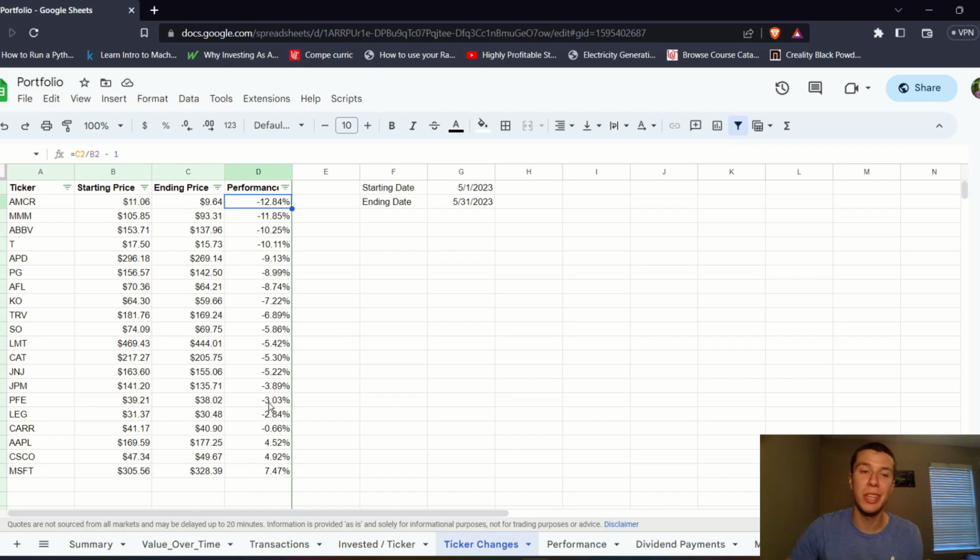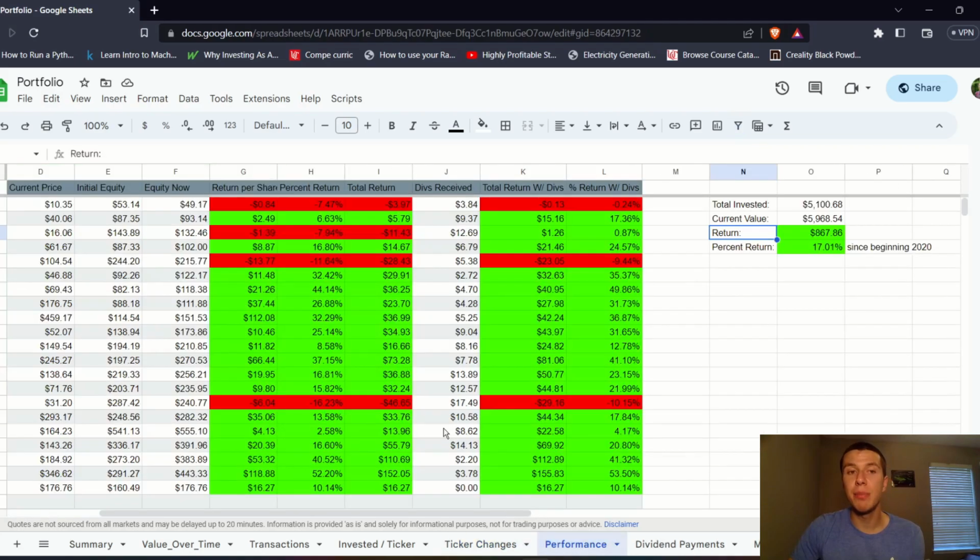So it can give us an idea of, first of all, were most companies generally down or up in the month, which right now we can see, in the month of May, most of the companies were down. And then we can also see which were down the most, which were up the most, just to give us an idea of how the individual holdings did.